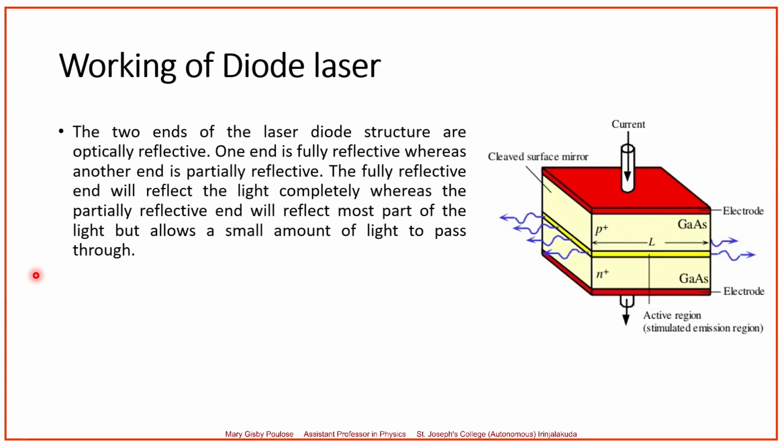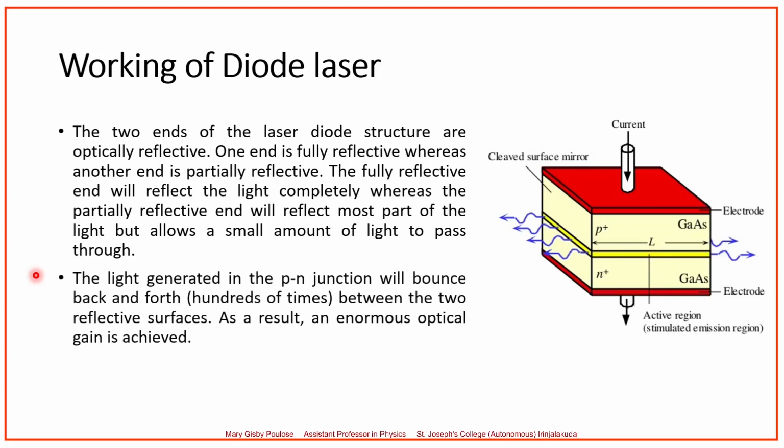Now, the two ends of the laser diode junction are optically reflective. That is, one end is fully reflective, it is mirror coated, whereas the other end is partially reflective. Now, the fully reflective end will reflect the light completely, whereas the partially reflective end will reflect most of the light and allows a small part of the light to pass through. It emerges as the laser light.